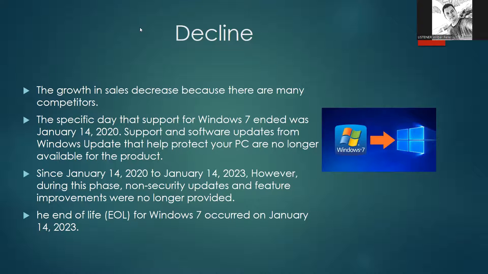The last one declined. The growth in sales decreased because there are many competitors. The specific day that support for Windows 7 ended was January 14th, 2020. Support and software updates from Windows Update that help protect your PC are no longer available for the product. Since January 14, 2020 to January 14, 2023, however, during this phase, non-security updates and feature improvements were no longer provided. The end of life for Windows 7 occurred on January 14, 2023.